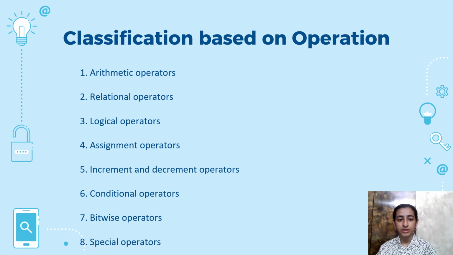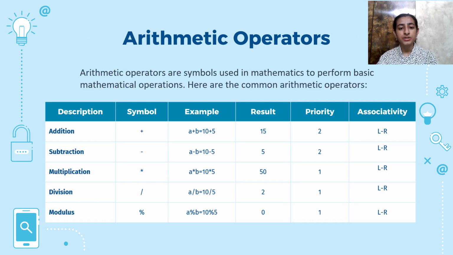Classification based on operation. We have arithmetic operators, relational, logical, assignment, increment and decrement operators, conditional, bitwise and special operators. Let us understand these operators one by one in detail. Arithmetic operators. Arithmetic operators are symbols used in mathematics to perform basic mathematical operations. Here are some arithmetic operators: addition, subtraction, multiplication, division, and modulus.